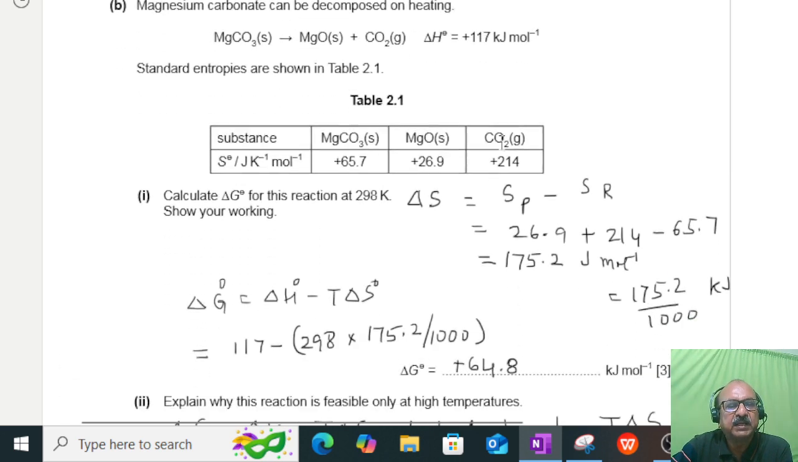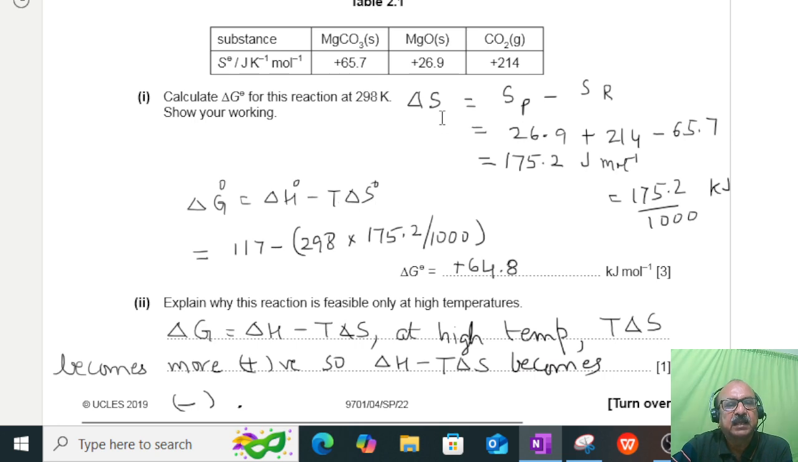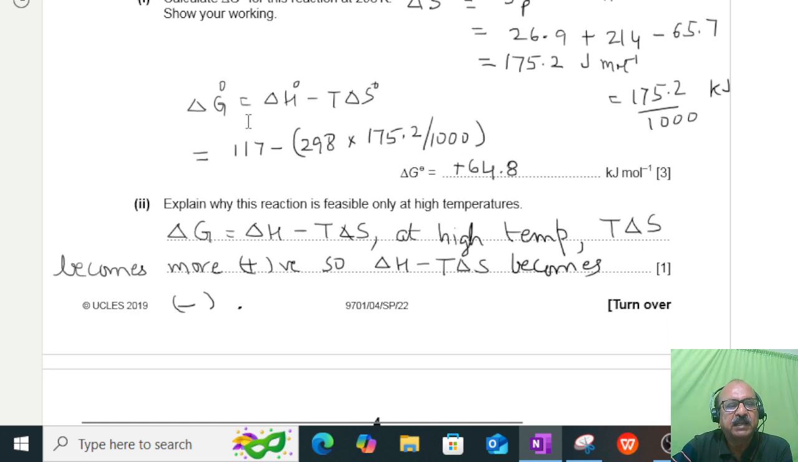The delta H is already given. We need to find out the delta S. The delta S is the entropy of the products minus the entropy of the reactants. The products are magnesium oxide and carbon dioxide. You can add them, subtract the entropy of the reactant, and you get the entropy change. But this entropy change is in joules, because all the values are in joules. So you should convert that into kilojoules by dividing by 1000, because this value is given in kilojoules. Making that change and applying this formula, delta G is equal to delta H minus T delta S, we get the value of delta G as plus 64.8 kilojoules per mole.